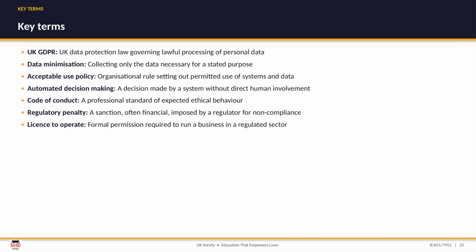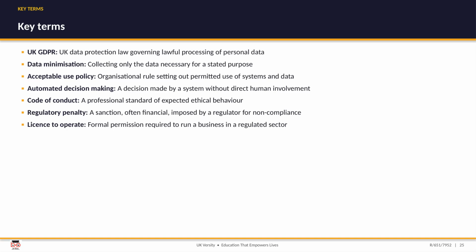UK GDPR is the UK's data protection law governing lawful processing of personal data. Data minimisation means collecting only the data a stated purpose genuinely requires. An acceptable use policy sets out the permitted use of systems and data. Automated decision-making is a decision made by a system without direct human involvement.